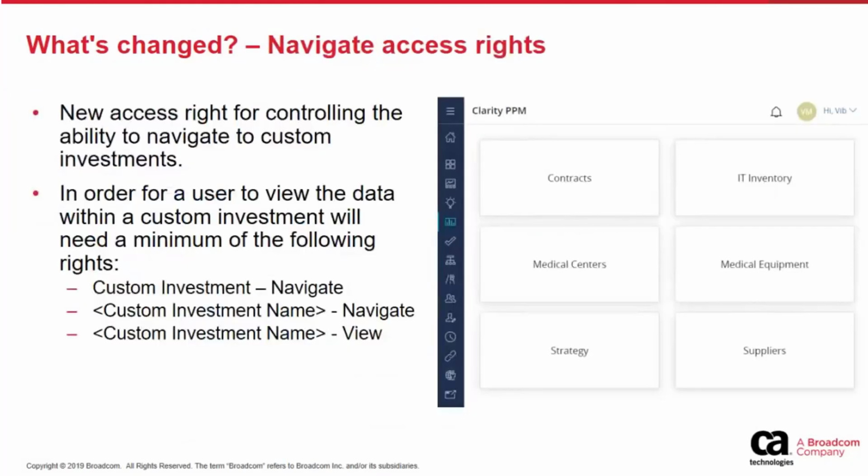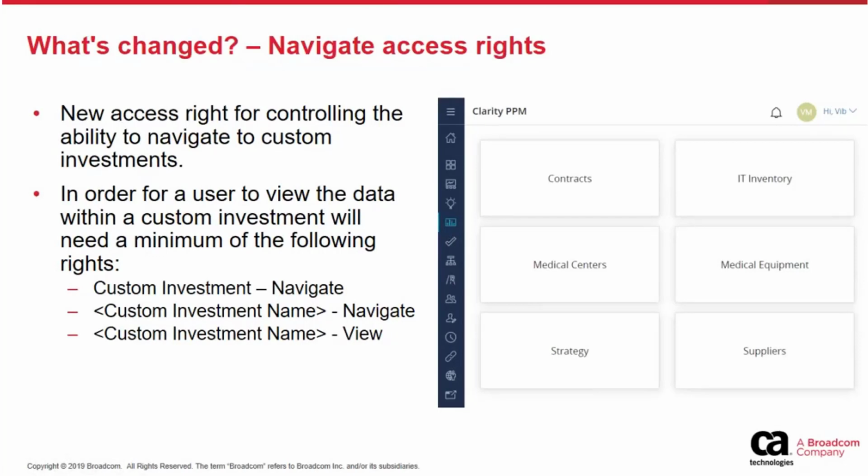We have also introduced the custom investment navigate right in this release. What that means is when you go and assign rights to your users, you will see a new right called custom investment navigate. This right controls the ability for your end user to be able to see this custom investment link in your menu. Without this right, the end user will no longer see this menu link and subsequently will not be able to see any custom investment type underneath that.